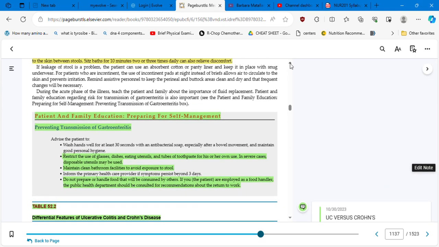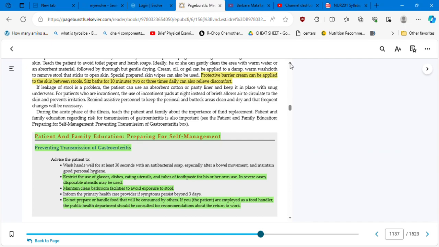So here we conclude appendicitis and gastroenteritis.